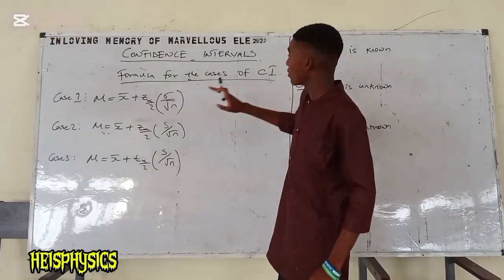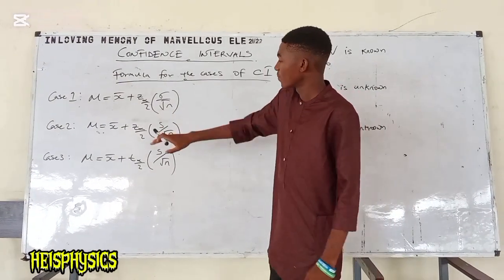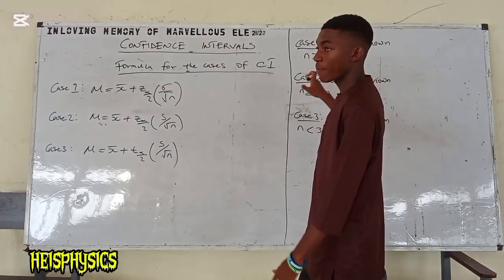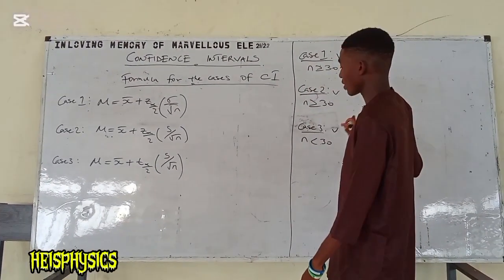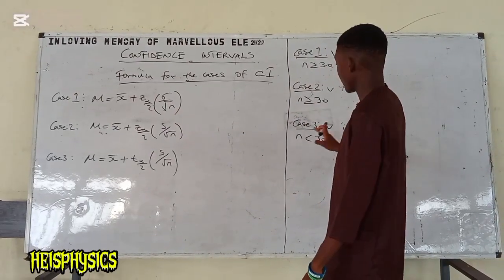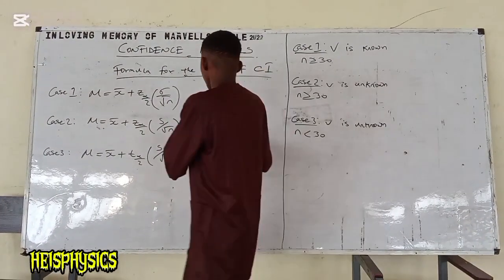So now, these are the formulas for the three cases. Case 1 is when the variance is known and the sample size is greater than or equal to 30. Case 2 is when the variance is unknown and the sample size is also greater than or equal to 30. And case 3 is when the variance is unknown and the sample size is less than 30. So now, for these formulas, let me define the parameters.